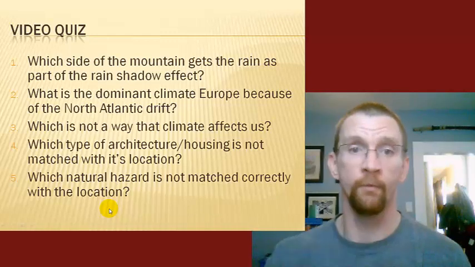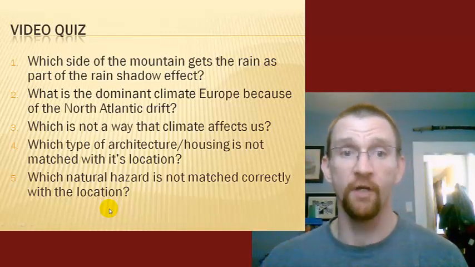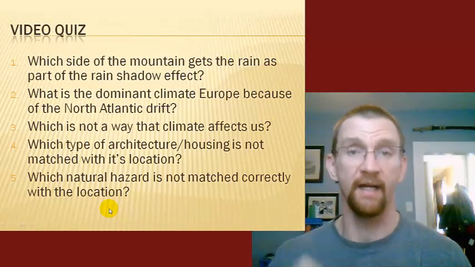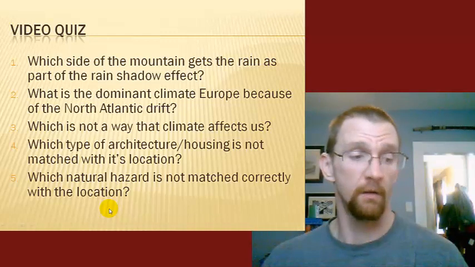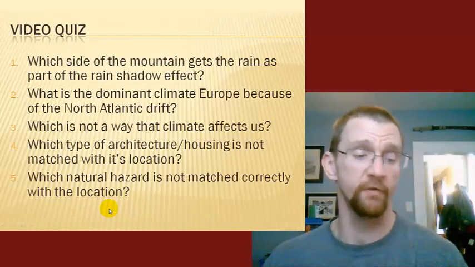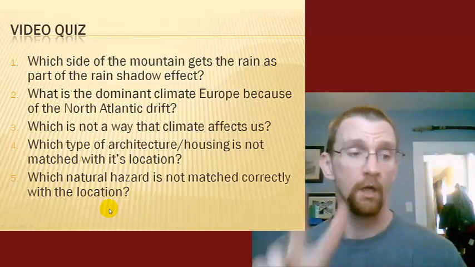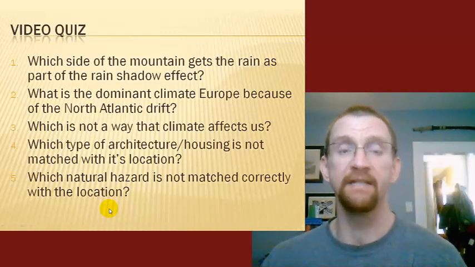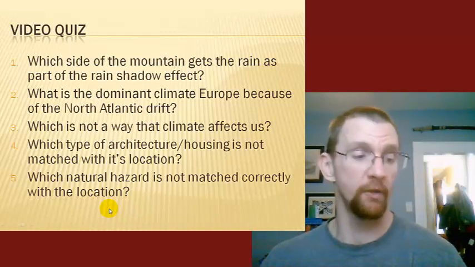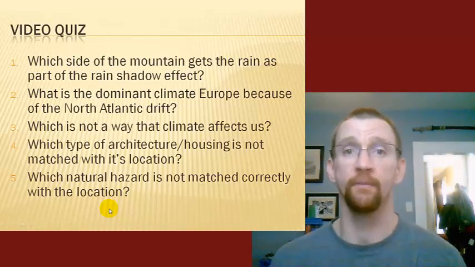Number two, what is the dominant climate of Europe because of the North Atlantic Drift? Is it A, taiga, B, savanna, C, marine west coast, or D, humid subtropical? Question number two again. What is the dominant climate of Europe because of the North Atlantic Drift? A, taiga, B, savanna, C, marine west coast, or D, humid subtropical?